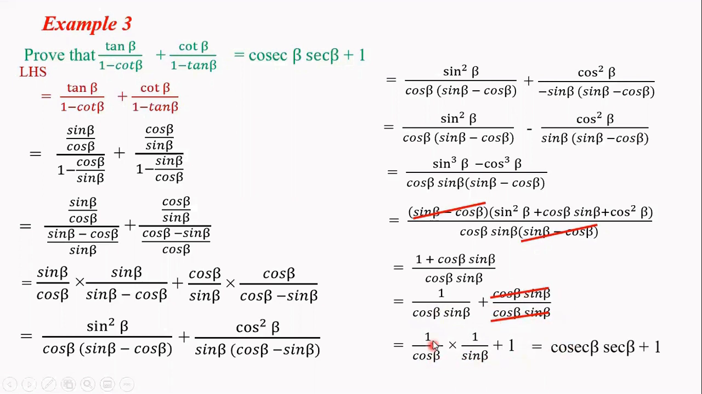So this is equal to 1 by sine beta is cosec beta, 1 by cos beta is sec beta, plus 1, which is the right hand side. Hence we have proved this example also.